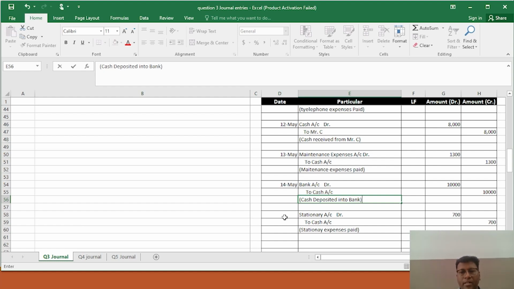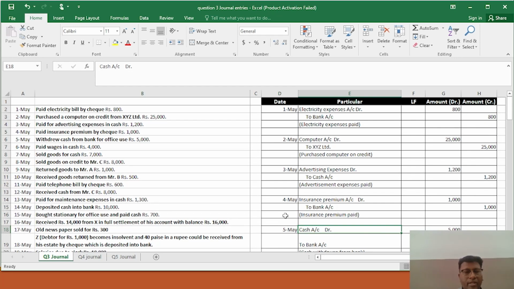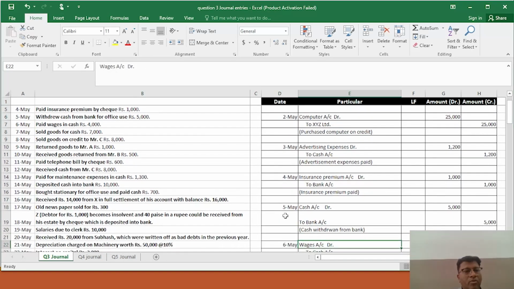In this transaction the date is the 15th of May, and we already mentioned that stationery expenses were paid. The next transaction is on 16th May: received rupees 14,000 from X in full settlement of his account with a balance of rupees 16,000. So exactly what is the case?